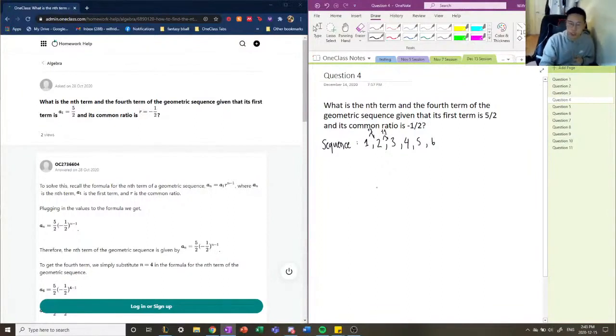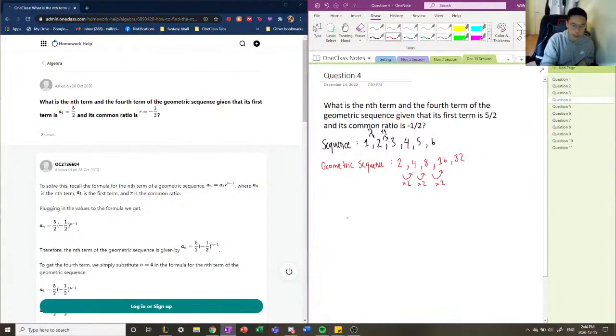Okay, so a geometric sequence follows a pattern where the next term in the sequence is multiplied by what we call a common ratio. A very simple one would probably be 2, 4, 8, 16, 32. Well, the common ratio here is 2. So we multiply by 2, we multiply by 2, and each next term in the sequence is the multiplication of the common ratio by the last term in the sequence, okay?